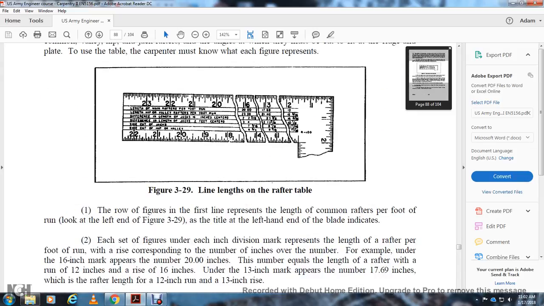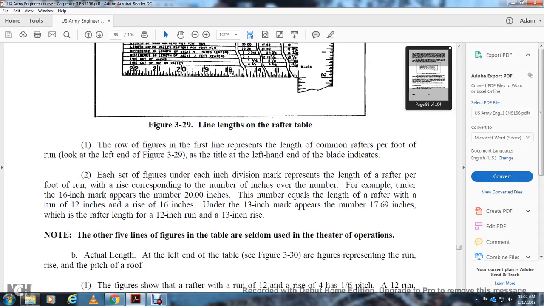Figure 329 shows the line length of the rafter table. The row figures in the first line represent the length of the common rafters per foot of run. Look at the left hand of the figure 329 from the side; the figures under each division mark indicate the length of the rafter per foot of run.